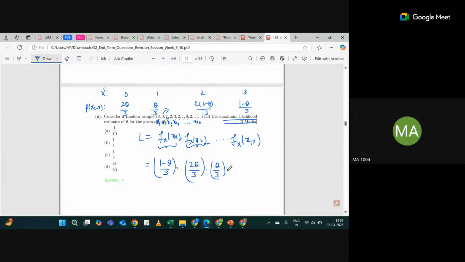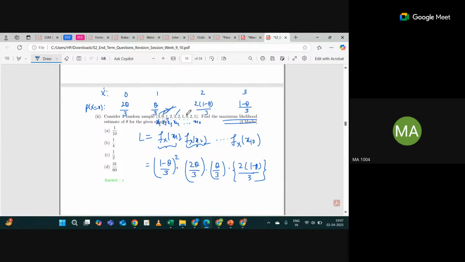Theta by 3. For 2, it is 2 by 3 times (1 minus theta) by 3, right? I'm not going to write it for all samples. I will do a smart trick here. If you see 3, how many times does it occur? 1 time, 2 times, right? So 2 times we have to multiply this probability. Yes or no? Yes. So it will be a square. How many times is 0 occurring?